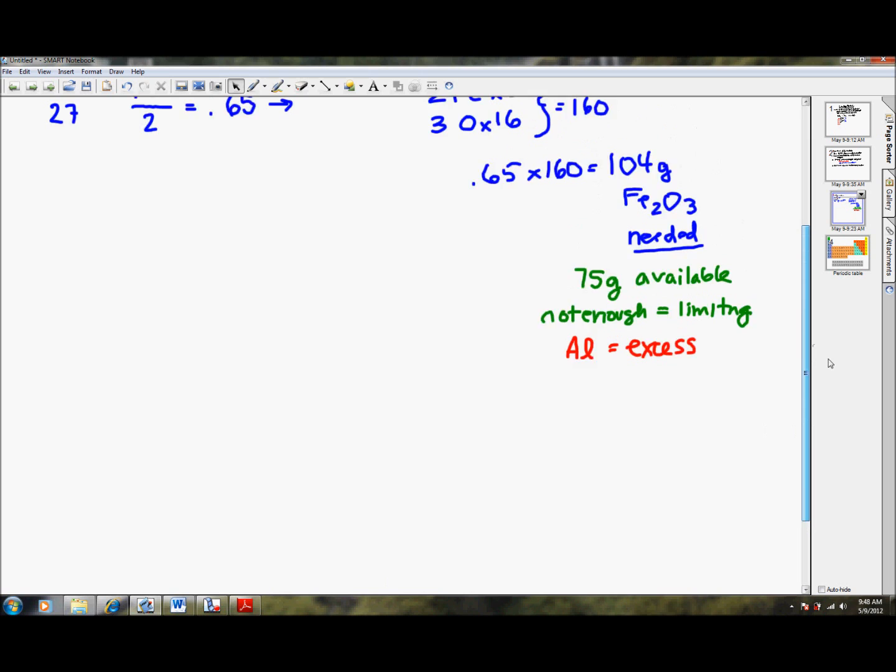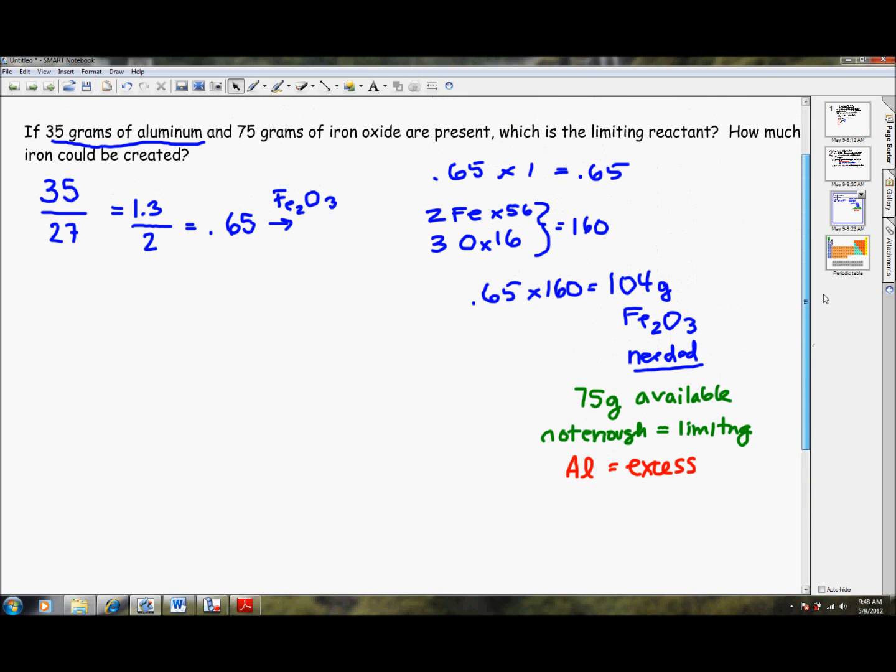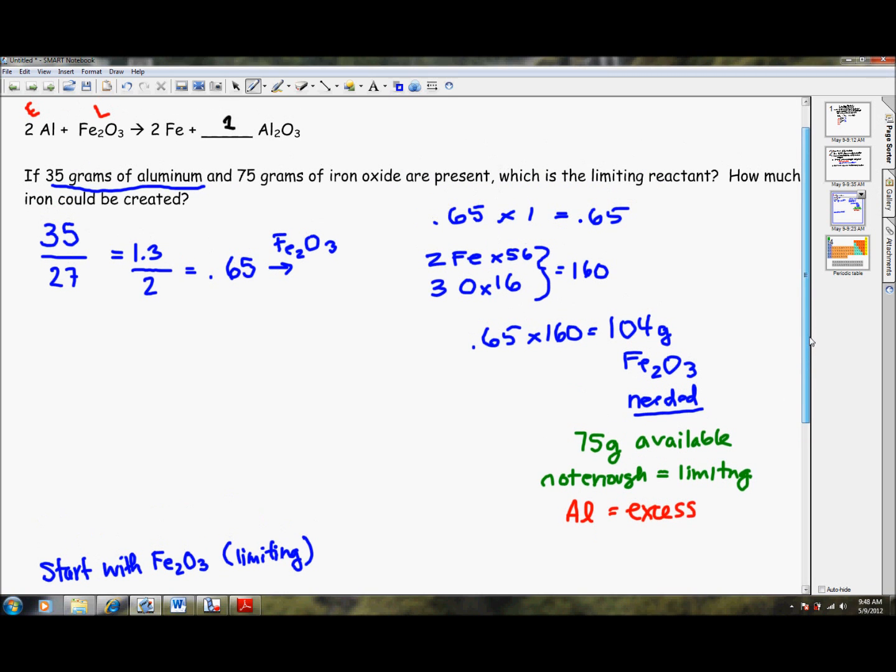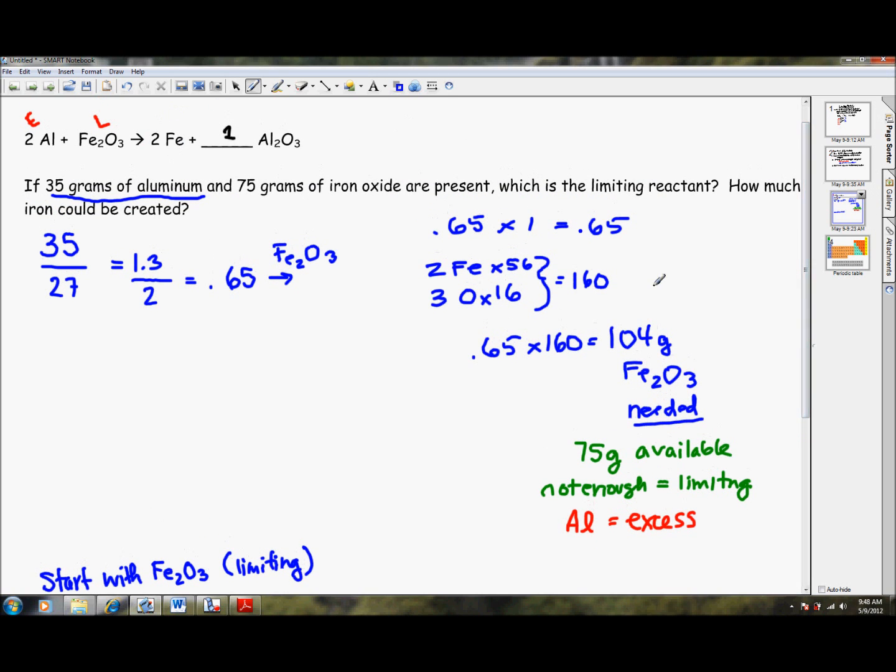Okay, a limiting reactant problem requires that, once you've found the limiting reactant, you must start with the limiting reactant to finish the second part of the problem. So I'm going to do a D2U-M2 problem. Now I'm going to go with 75 grams of iron oxide, and I'm going to figure out how much Fe I could make.